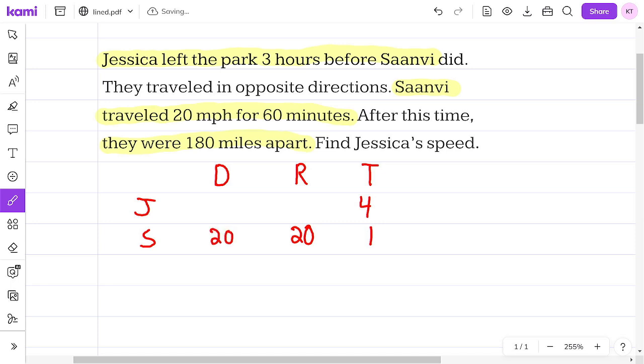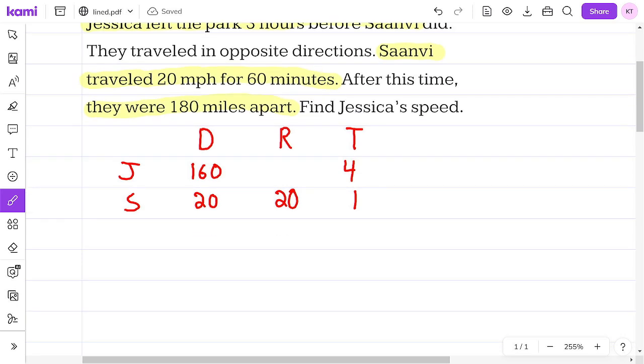And now I can go backwards and figure out Jessica's distance, because Jessica and Sanvi are supposed to be 180 miles apart right now. So if Sanvi's traveled 20 miles, that means Jessica must have traveled 160 miles, and I would get that just by doing 180 minus 20.